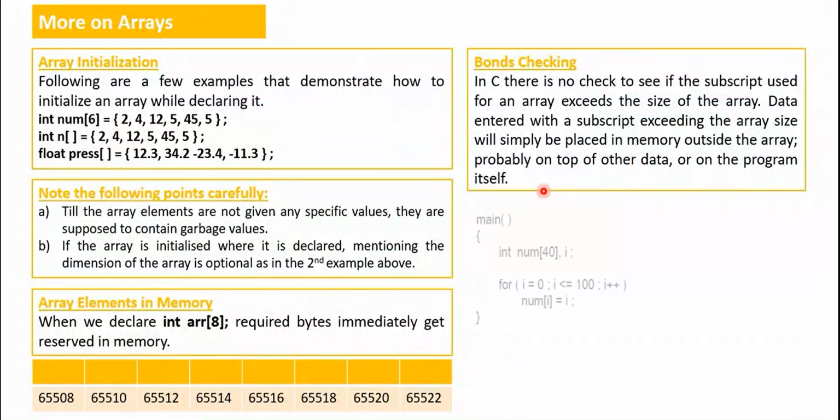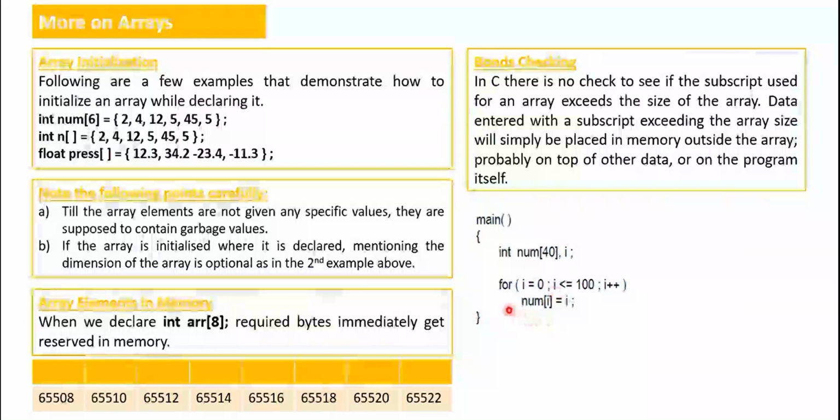Let's take an example. We have a main function and we have declared an array of size 40, that is int num[40]. Now what we are doing is assigning the values: for i equal to 0, i less than or equal to 100, i plus plus, num[i] equal to i. If you see here, the size is defined as 40. From 0 to 39, it will store the value of i. But after that, it will start storing the data outside this memory, or on top of other data. So other memory data might be corrupted.